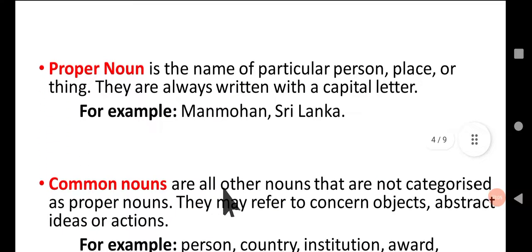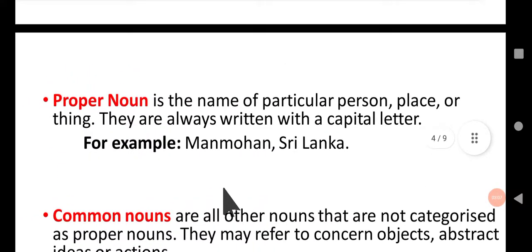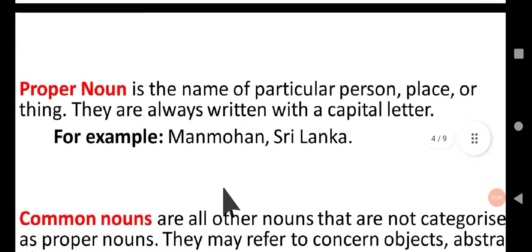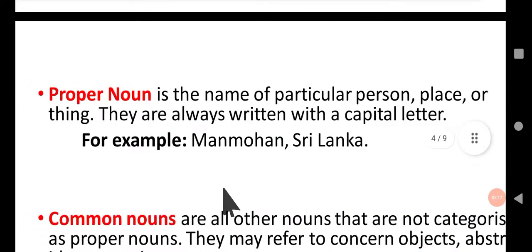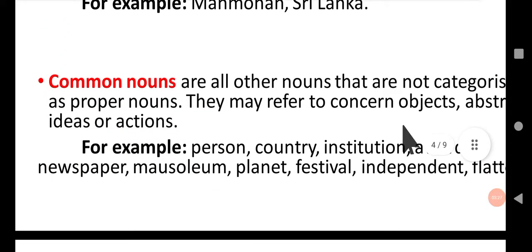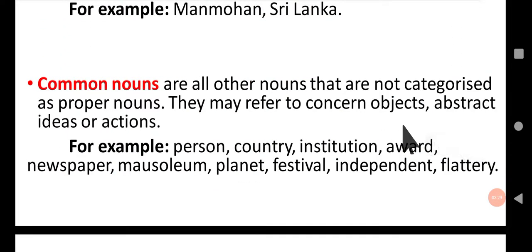Let us look at what a proper noun is. A proper noun is simply any particular name of a person, place, animal, or thing. Particular name, in the sense just like we had seen: Manmohan Singh or Sri Lanka. And remember the rule for proper nouns: they should start with a capital letter. Next, the next type is common noun.